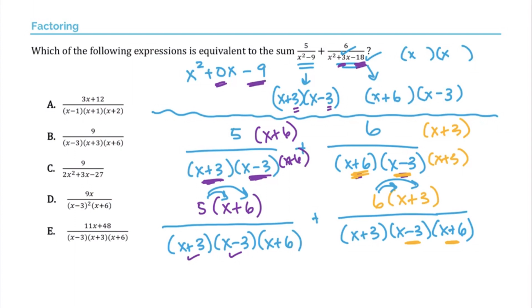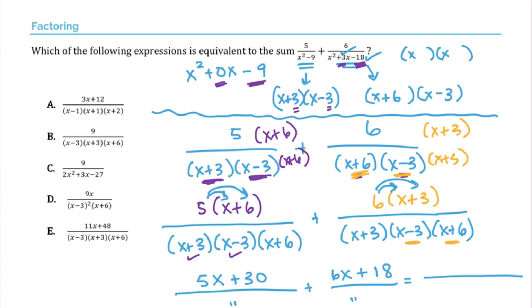So in my numerator, 5 times x is 5x, 5 times positive 6 is plus 30, over, I'm just going to put little tick marks because instead of rewriting the whole thing, I'm just going to remember that the denominator stays the same. Plus 6 times x is 6x, plus 6 times 3 is 18 over the same thing. So now, remember, we can keep the denominator the same. X plus 3 times x minus 3 times x plus 6.